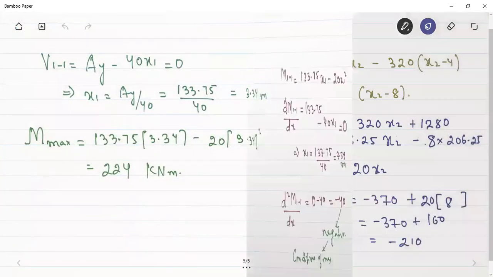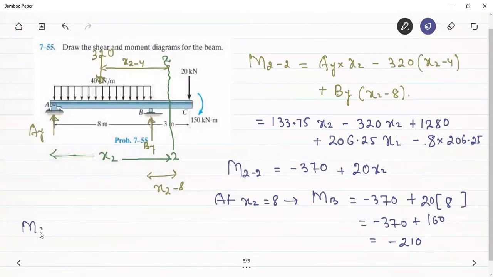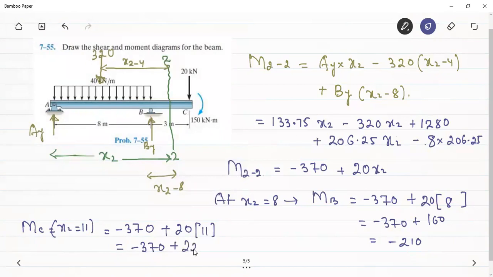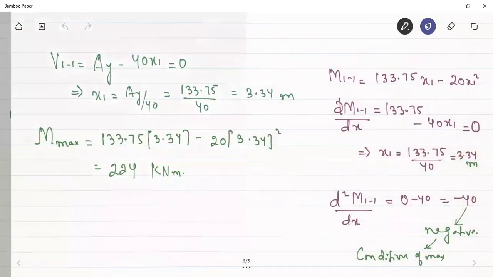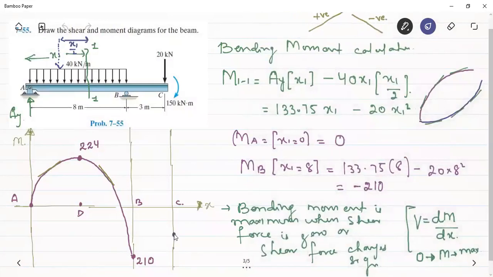Now the bending moment at C, for that we have to put x2 is equal to 11. It will be equal to minus 370 plus 20 into 11, that will be equal to minus 150. So this is the bending moment actually just to the left of C. This minus 150 is just to the left of C, and the variation will be linear.